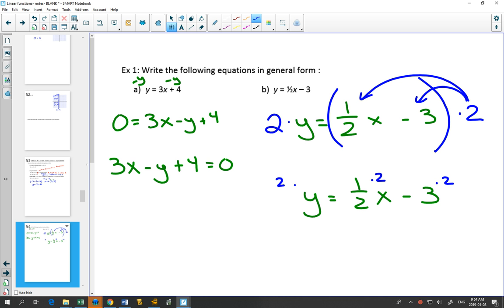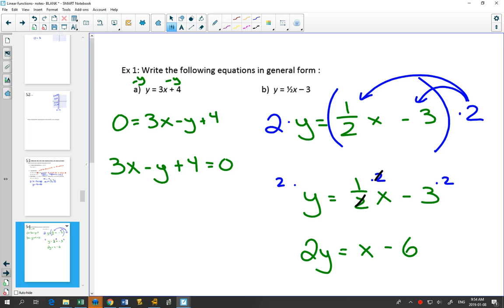And now that I've multiplied everything by 2, I will get 2y. Here, the 2's simplify. We just get x, and minus 3 times 2 is minus 6. So now we've gotten rid of our fractions and decimals.